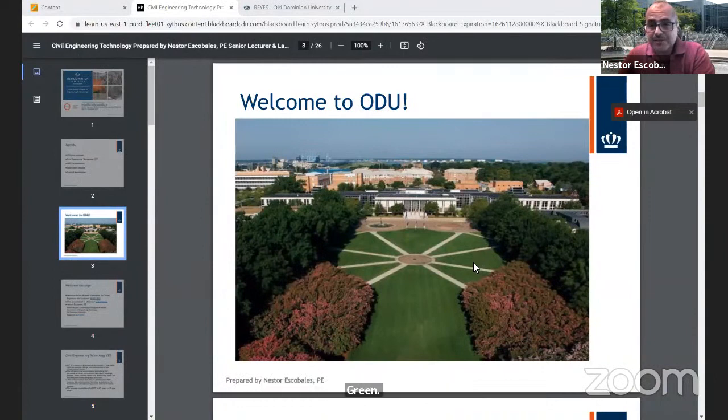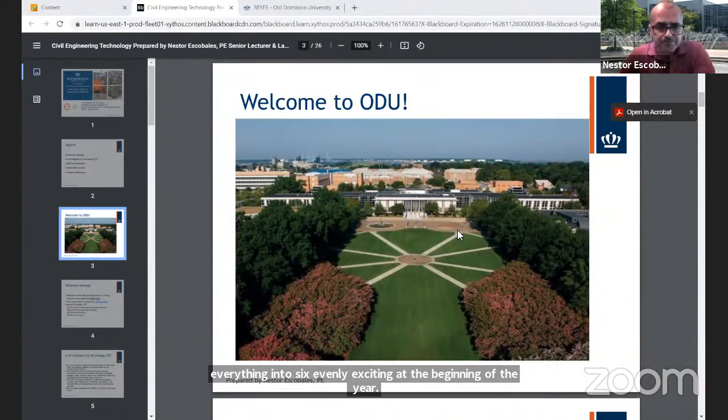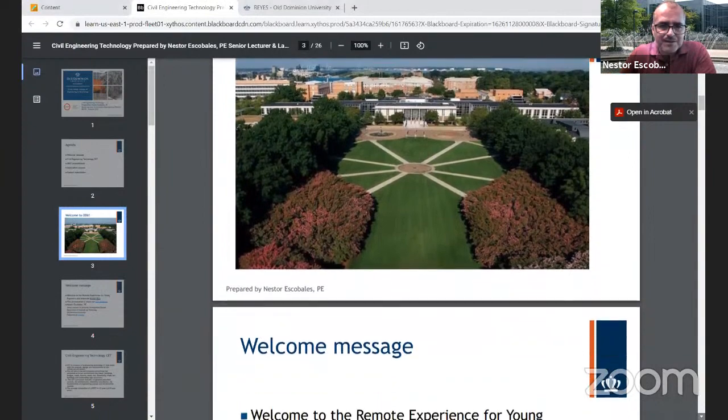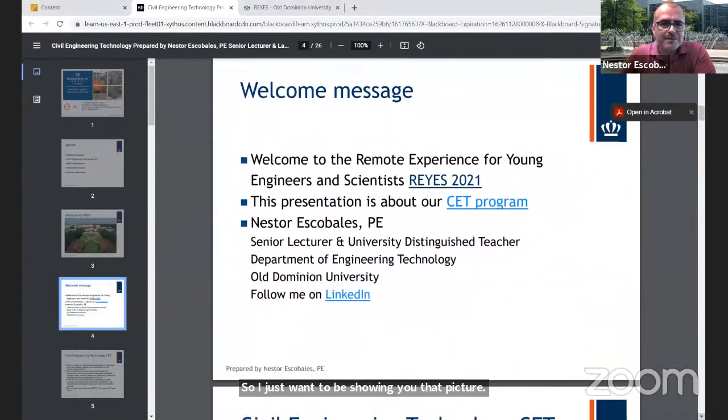And usually in the fall, when we do the welcome of the students, we have thousands of students in this area with tables and organizations and clubs and everything. So it's extremely exciting at the beginning of the year when the students return to campus. So I just wanted to show you that picture so that you can see a little bit about the university.